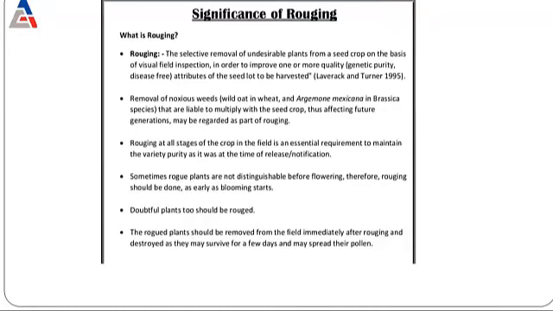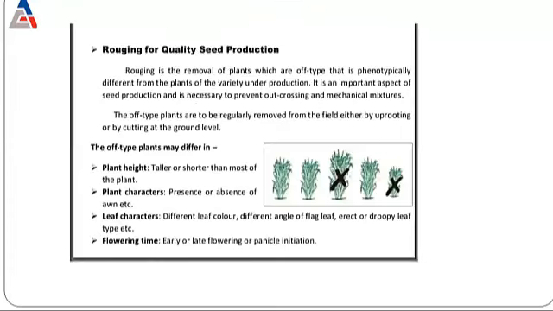Rogued plants should be removed from the field immediately after roguing and destroyed, as they may survive for a few days and may spread their pollen. So, roguing for quality seed production. Why is roguing done? For quality seed production. If you are a commercial seed grower, then this is a must condition. And if you are a commercial crop grower, then also it's a very essential condition.